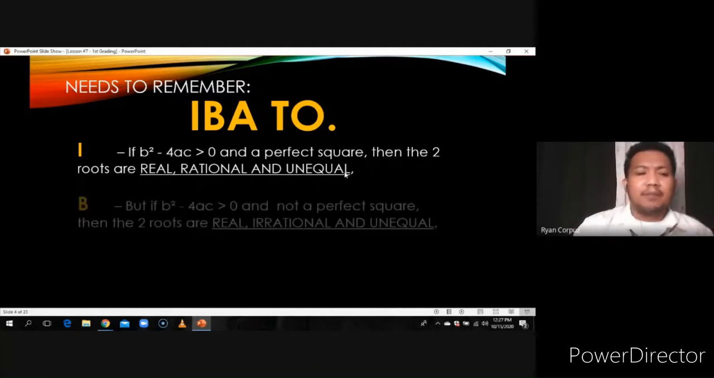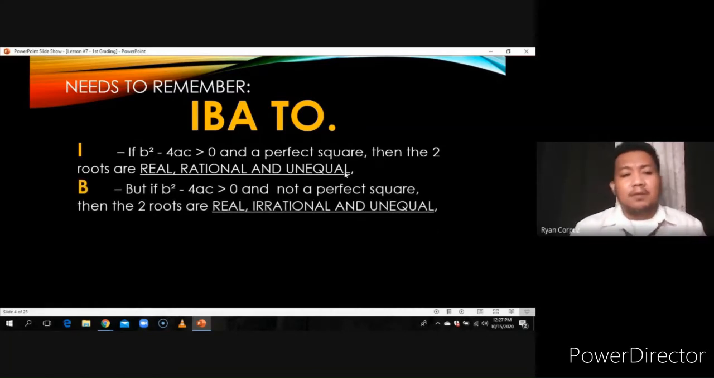Then second, B. B stands for: if b squared minus 4ac is greater than 0, and this time it's not a perfect square, then the two roots are real, irrational, and unequal. Again, if your discriminant is greater than 0, still that's positive. We made that distinction, right? Both are positive, but one is a perfect square and the other one is a non-perfect square. So if that's positive and not a perfect square, then the two roots are real, irrational, and unequal.